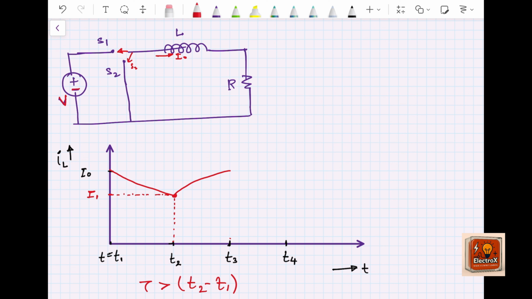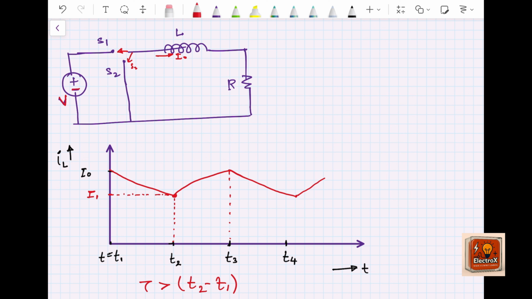The inductor current will start increasing because it is rebuilding its energy, as supplied by the independent voltage source V. Again at time instant t equals t3, we throw the switch from S1 to S2 and it will start decaying. This will keep continuing in this fashion, and the inductor current will look like this.